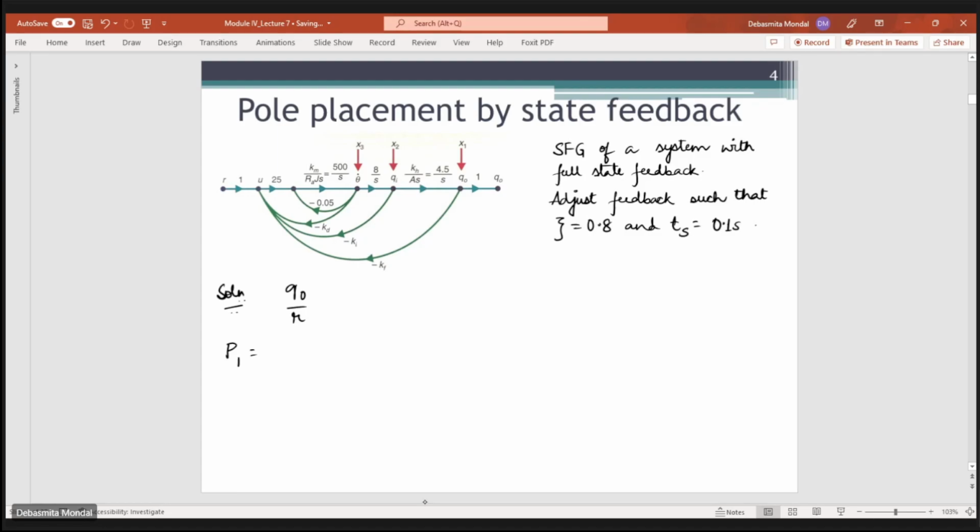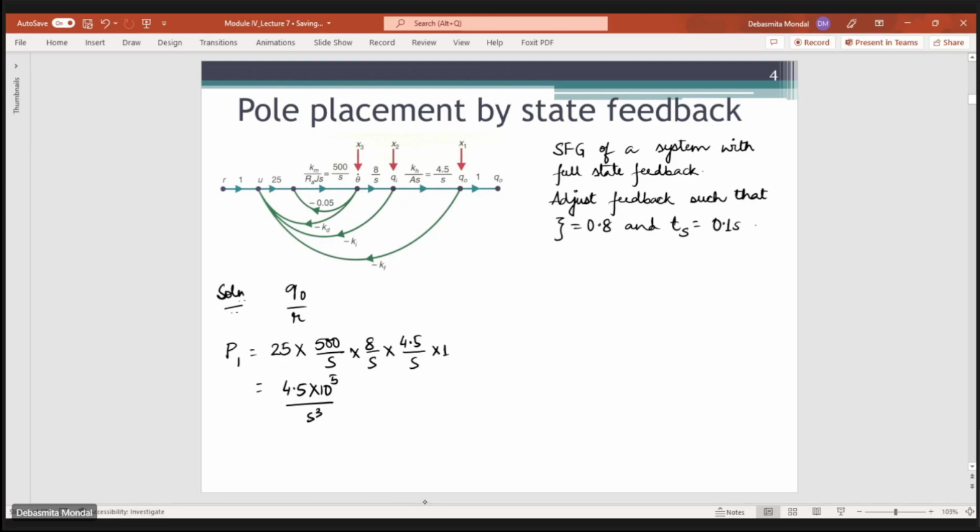The gain of the forward path will be equal to 1 into 25 multiplied by 500 by S, multiplied by the gain 8 by S, multiplied by 4.5 by S, multiplied by 1. So that means this will be 25 multiplied by 500 by S, then 8 by S, 4.5 by S multiplied by 1. So this will be 4.5 into 10 to the power 5 by S cube.